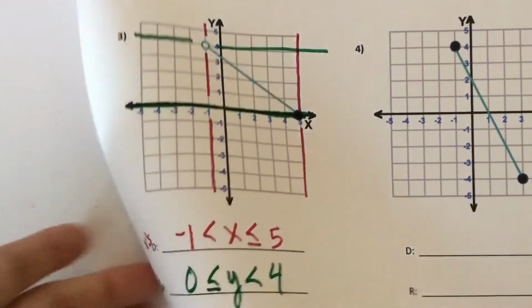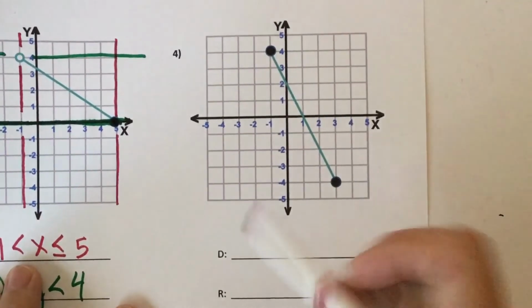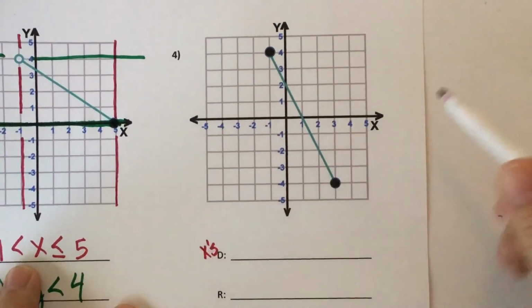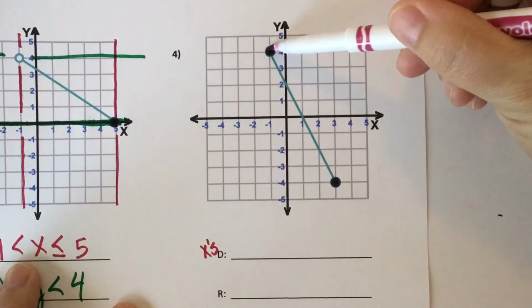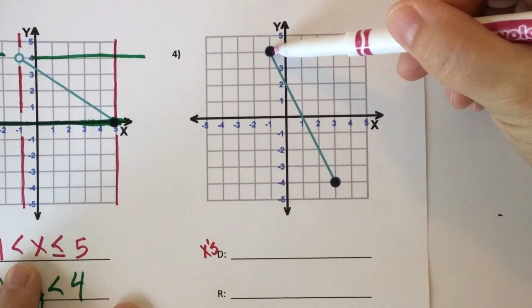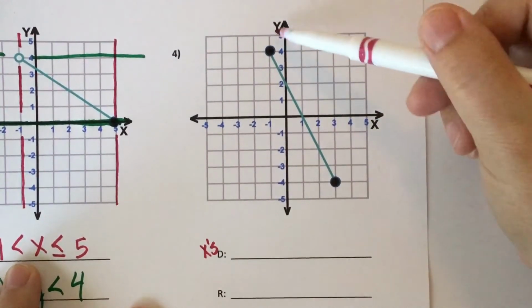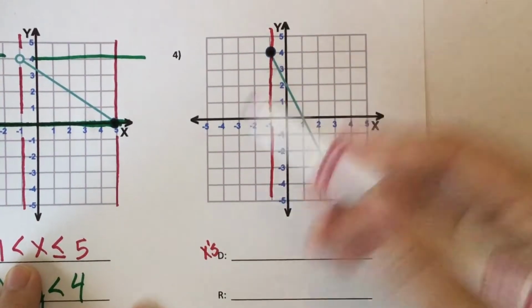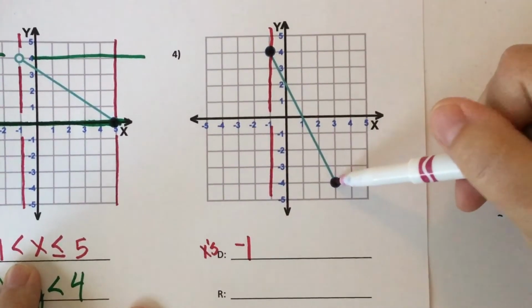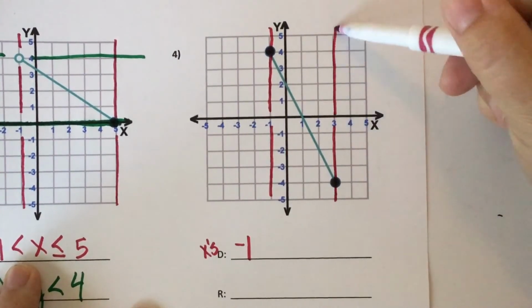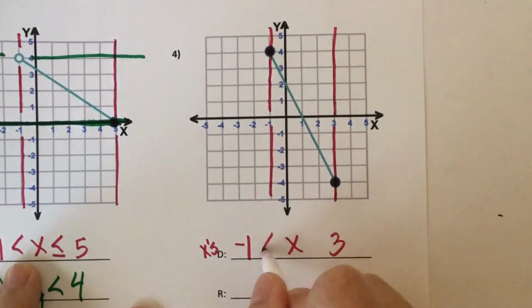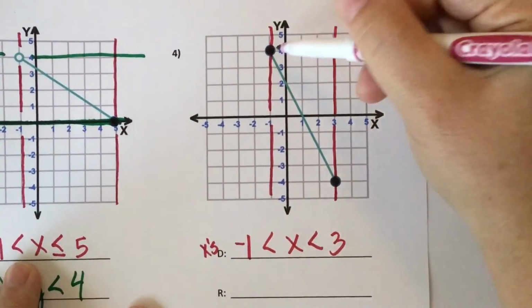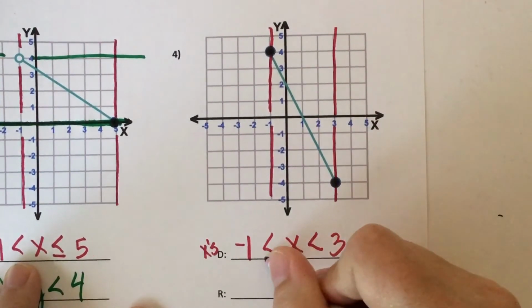Okay, looking at number 4. So domain are x's. We're looking left and right. This is my farthest left x, and this is my farthest right x. Who is the farthest left x? -1 is the farthest left x. Okay, who's the farthest right x? +3 is the farthest right x. And all the x's in between. Slap your signs down. Now, do you notice they both are closed circles? So they'll both get an equal sign.